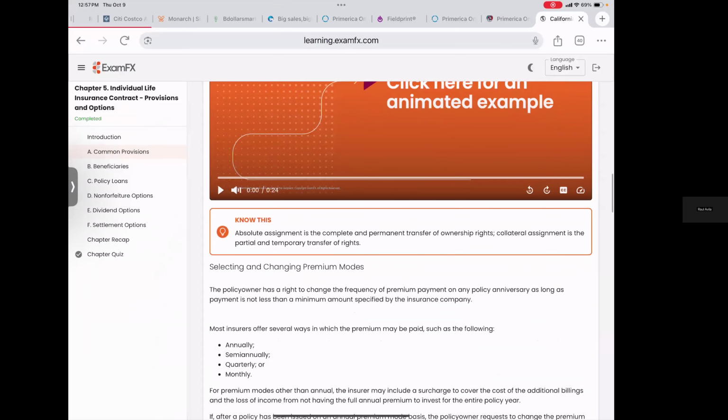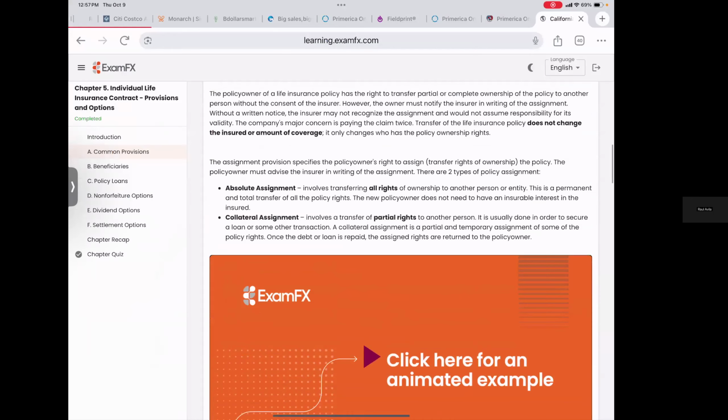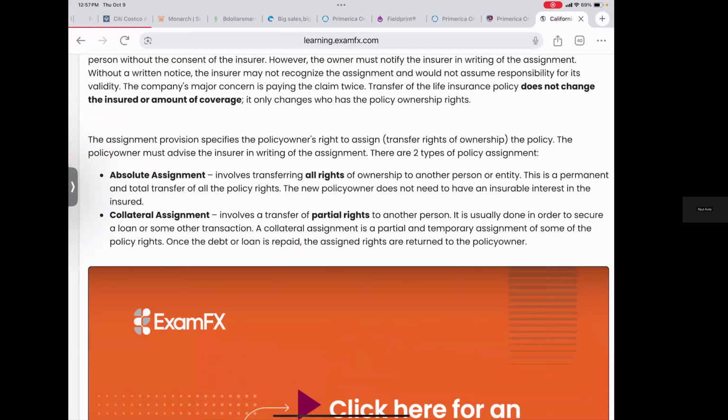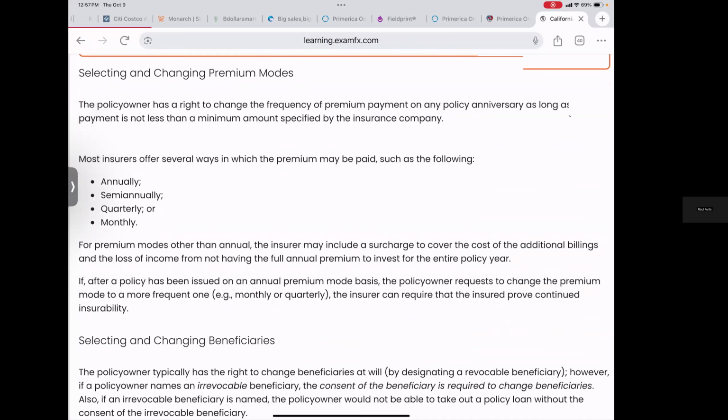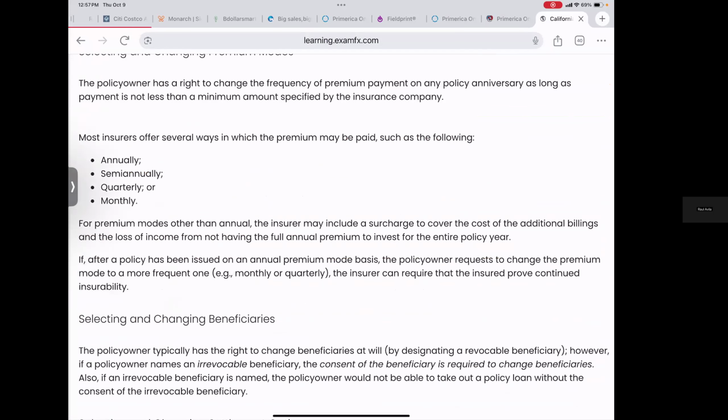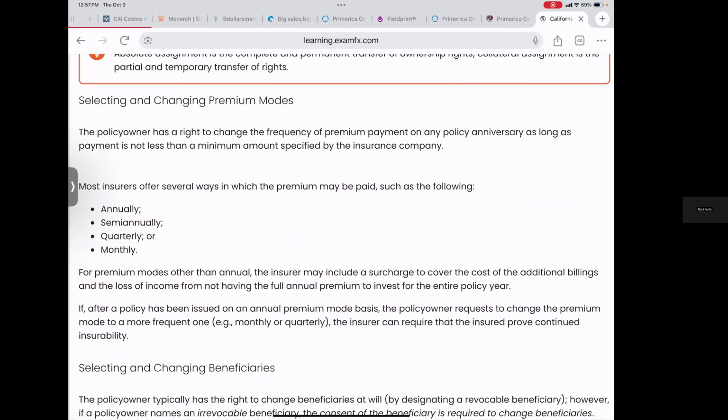All right, let's keep going. Look at the verbiage here. It says absolute assignment involves transferring all rights of ownership to another person or entity. Collateral assignment involves transferring partial rights to another person or entity. Got it? Let's keep going. Also the name too.